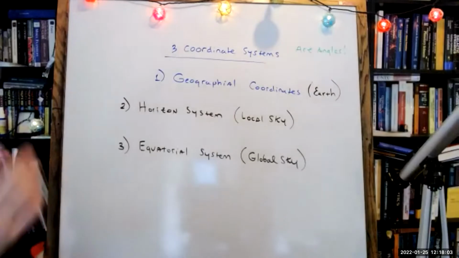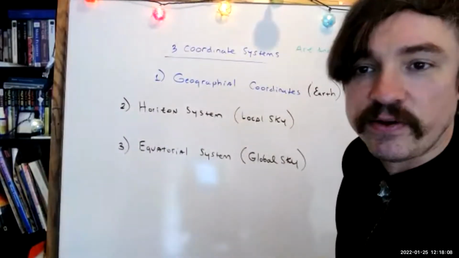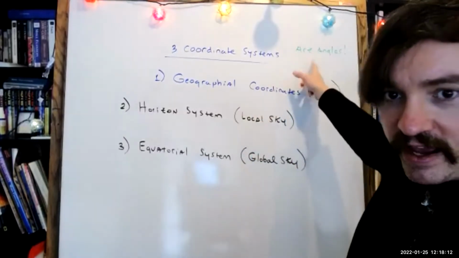We're used to thinking of our latitude and our longitude as a physical position on the surface of Earth, and so it's tempting to consider them to be distances, but they are angles.